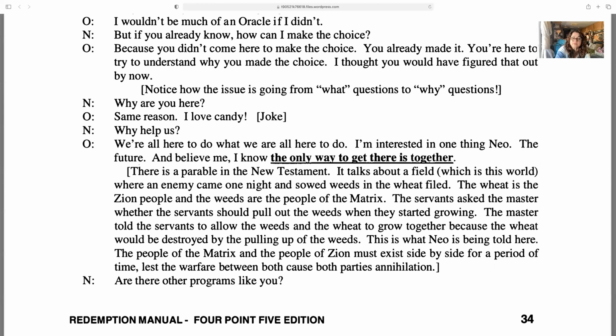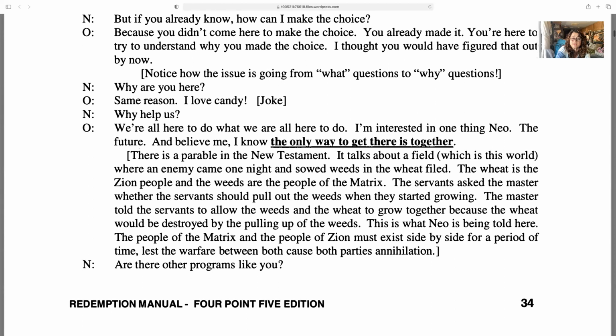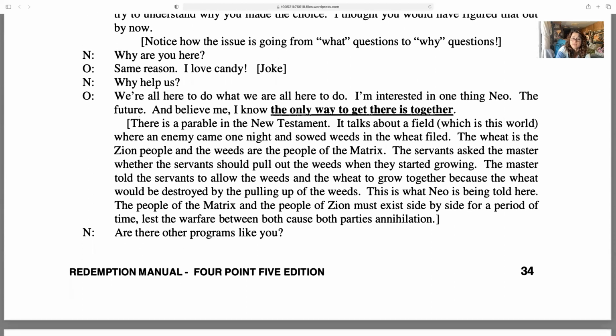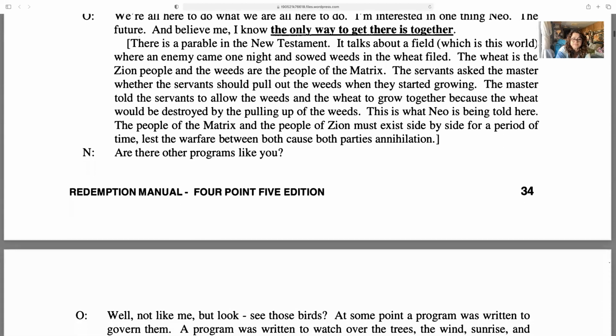This is what Neo is being told here. The people of the Matrix and the people of Zion must exist side by side for a period of time, lest the warfare between both cause both parties annihilation. Neo, are there other programs like you?